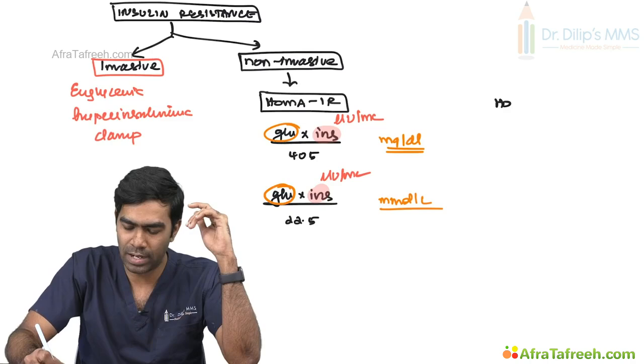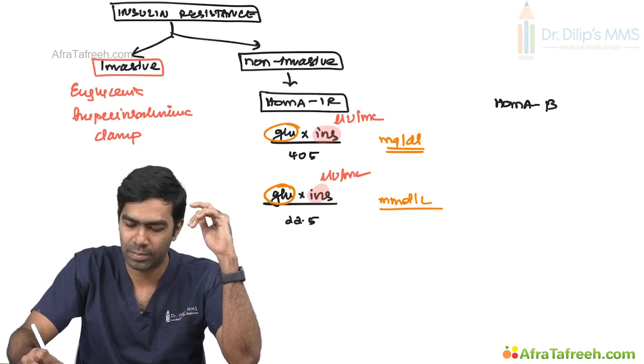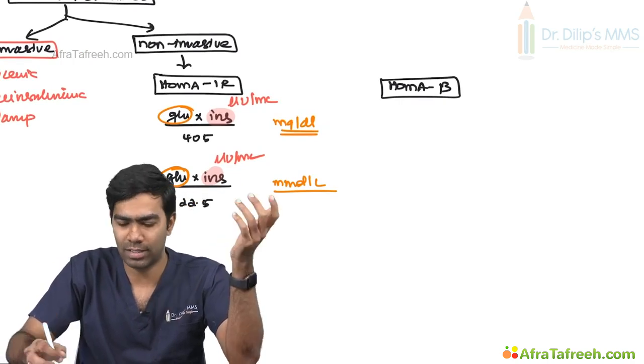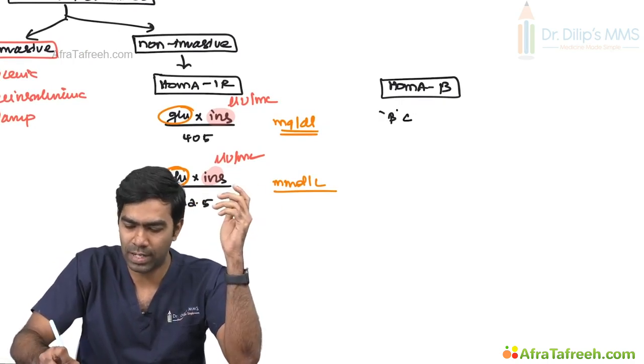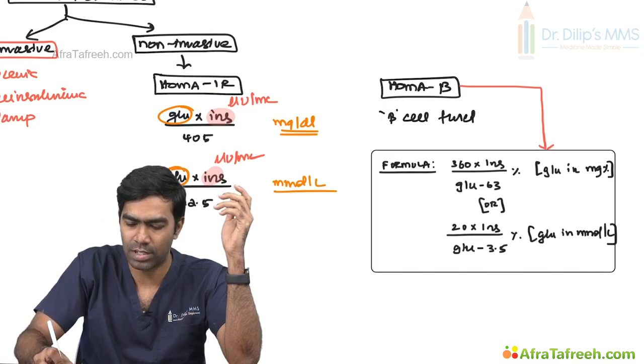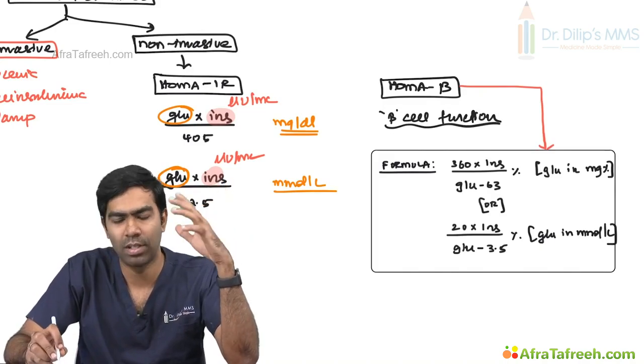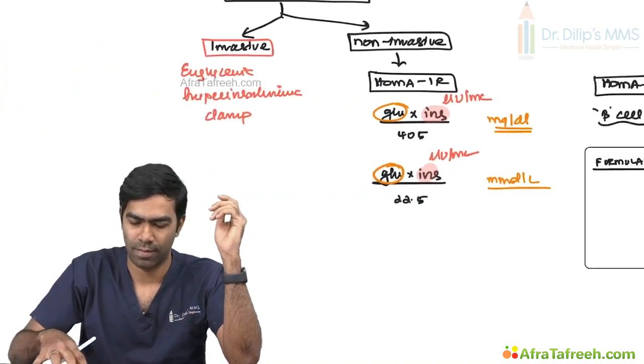But you have a separate index called the HOMA beta index, which is not actually a test of insulin resistance, but rather a test of beta cell function. That's completely different. So you should not confuse the HOMA beta index with the HOMA-IR index.